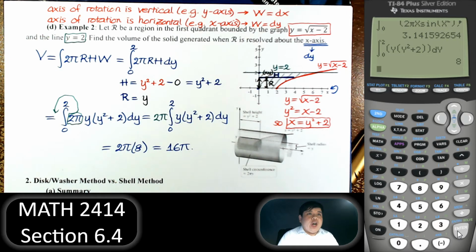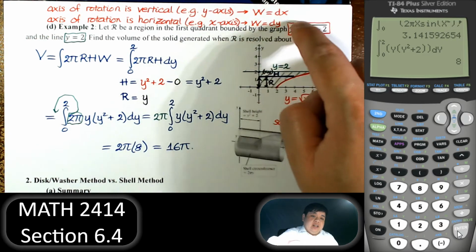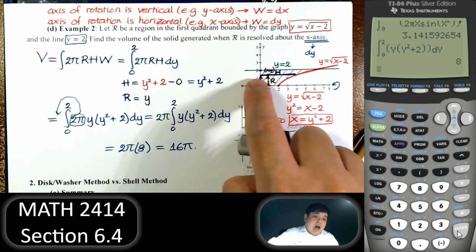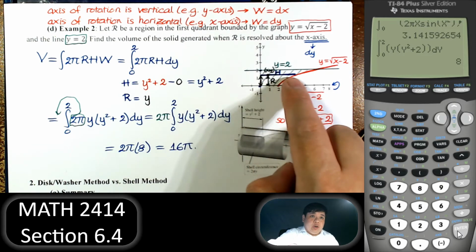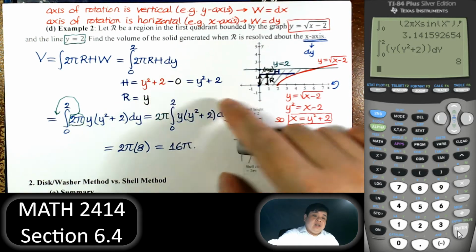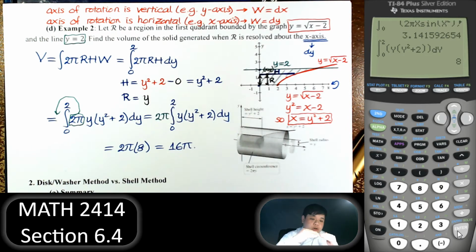Right. So on the shell method, determine what is the axis of rotation. In that case, we will know if it is dx or dy. After that, we draw a line parallel to the axis of rotation. That gives us the height. And the radius is the distance from the axis of rotation to the point.